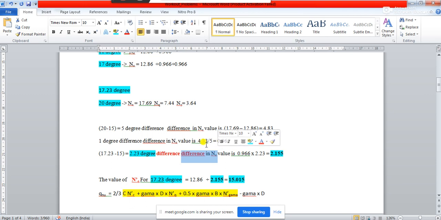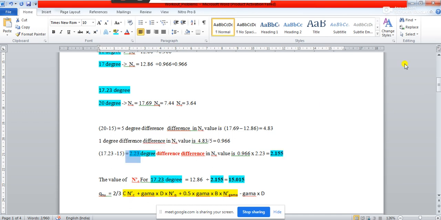The difference in NC will be for every 1 degree difference. For every 1 degree difference, we have found out the difference is 0.966. So for 2.23 degree difference, it will be 0.966 multiplied by 2.23. So that value is coming to be 2.155. Now see, this is the difference because of 2.23 degree.